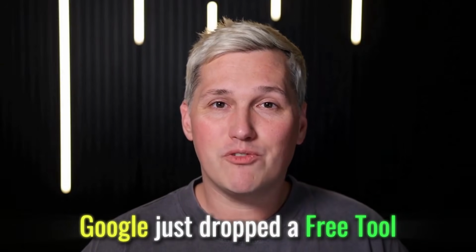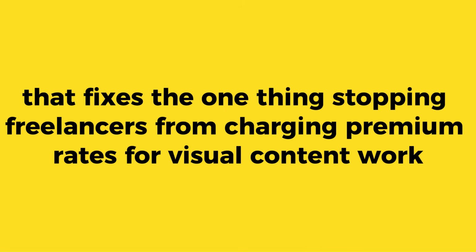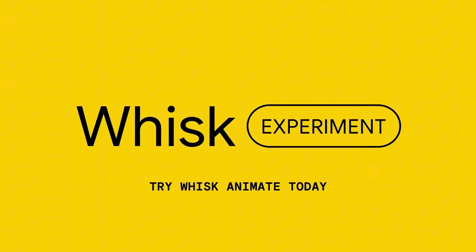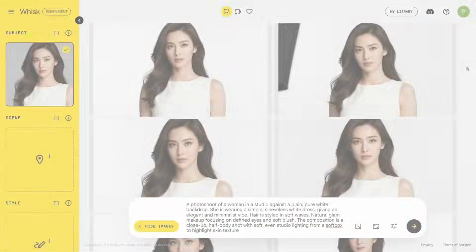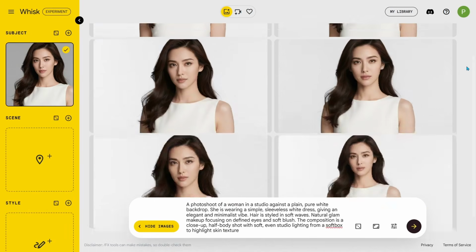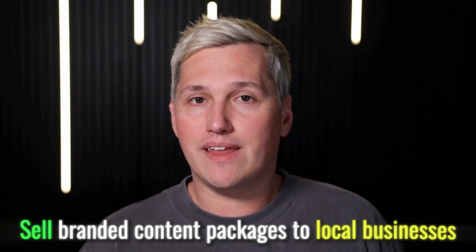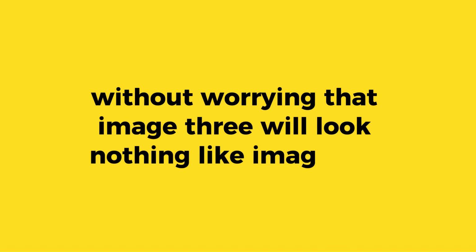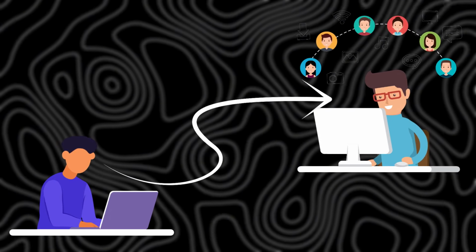Google just dropped a free tool that fixes the one thing stopping freelancers from charging premium rates for visual content work. It is called Google Whisk. And the reason this matters is simple. Every other image generator gives you random outputs that never match each other. Google Whisk lets you lock in visual consistency across unlimited images. That means you can finally sell branded content packages to local businesses without worrying that image 3 will look nothing like image 1. This is the gap between people charging $50 per graphic and people running actual visual content agencies.